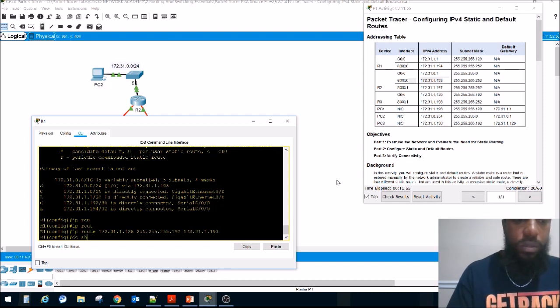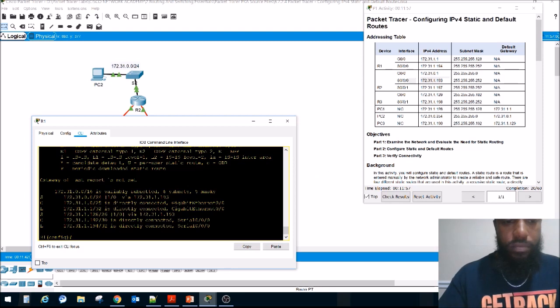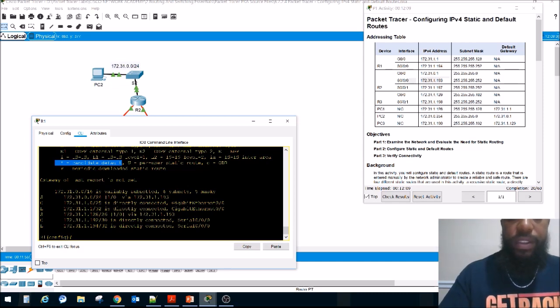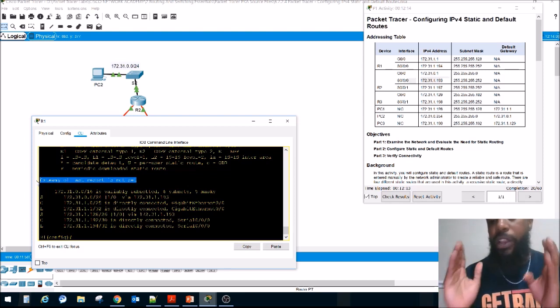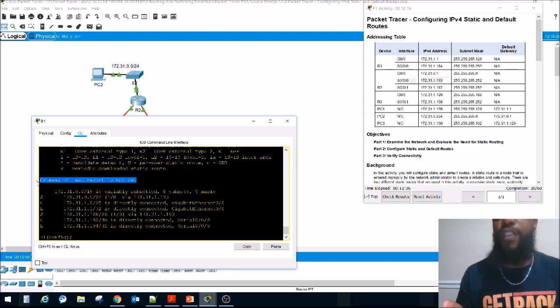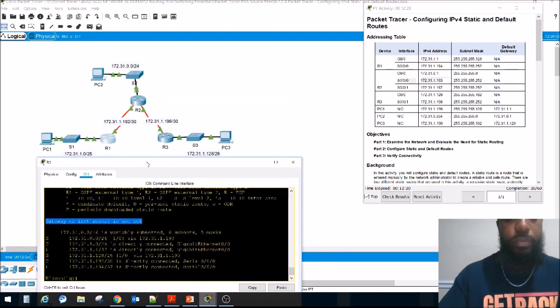Do show IP route. Now we know how to get there. Right here. Right? Do we have a default route yet? No, not yet. We haven't explicitly created one. Why is there not a candidate default? Why is the gateway of last resort not set yet? We are creating static routes, not default routes right now. We're going to do default routes in a second.